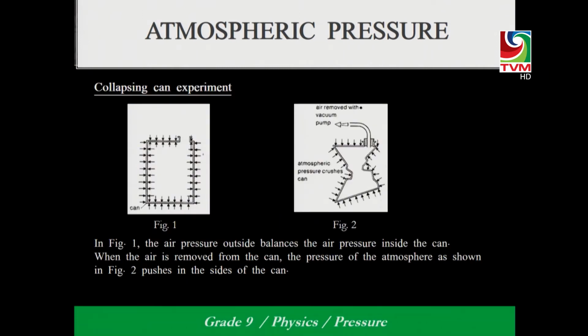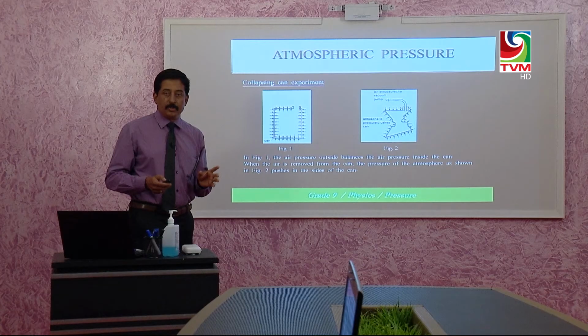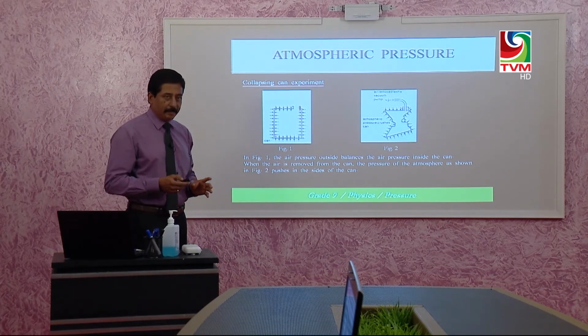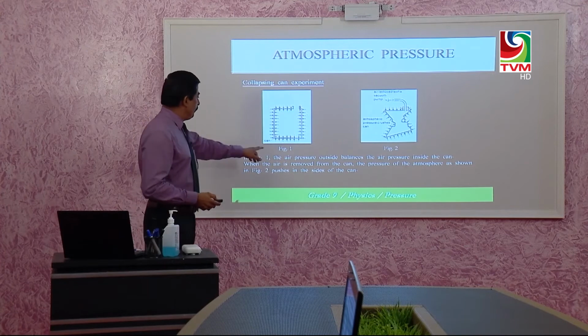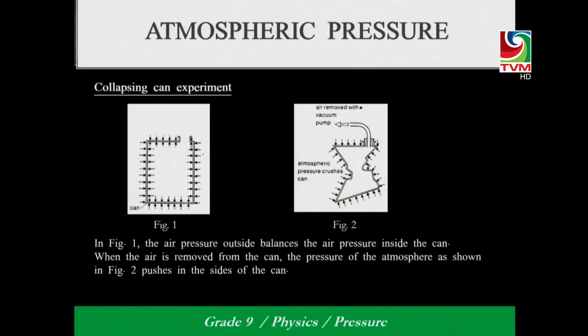Now, this is an experiment called the collapsing can experiment, which is used to demonstrate atmospheric pressure. First, in figure 1, you see the can is open to the atmosphere, and the outside atmospheric pressure is there, and inside is also the air pressure. These two pressures are balancing, so the can stays as it is.